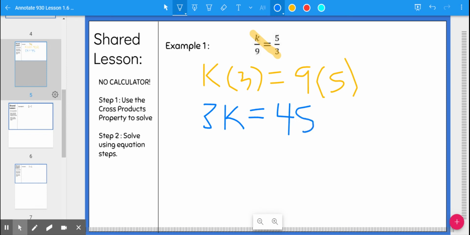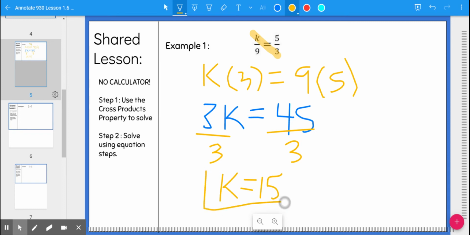Now to get k by itself, we're just going to solve using equation steps here. So then we would divide both sides here by 3. And we are left with k is equal to 45 divided by 3, which is 15. So this would be my final answer.